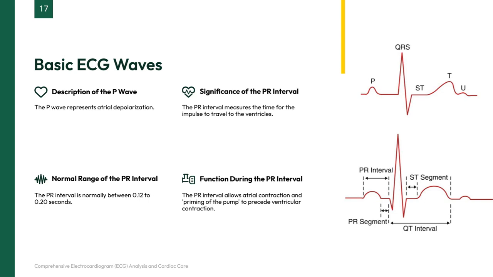The P wave on an ECG represents atrial depolarization, which is essentially the electrical activity that triggers the atria to contract. Next, the PR interval is really important because it measures the time it takes for the electrical impulse to travel from the atria to the ventricles. This interval normally ranges from 0.12 to 0.2 seconds. During this time, the atria are contracting and effectively priming the pump, which means they're helping fill the ventricles with blood before those ventricles contract. This coordination is crucial for efficient heart function.